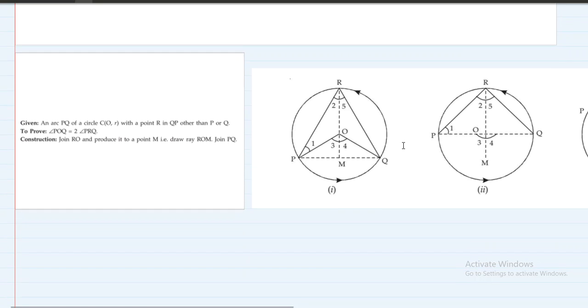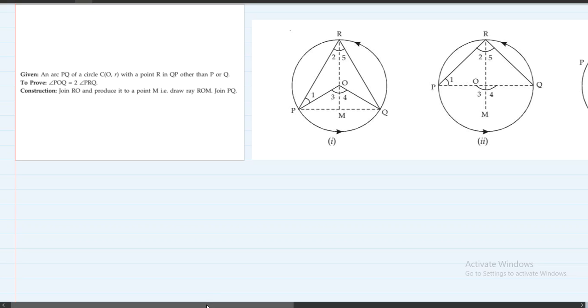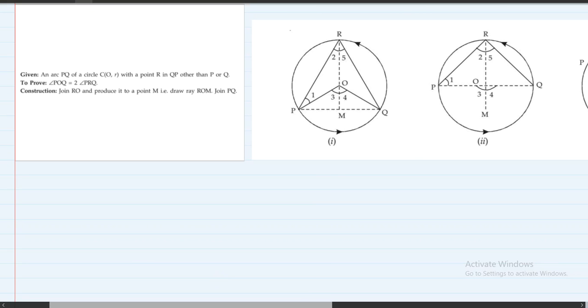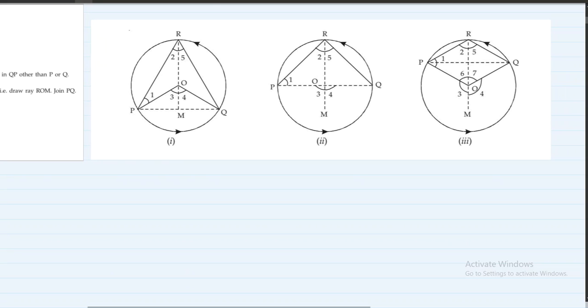Now what does this theorem mean? Let's check its meaning. Here we have an arc PQ of a circle with center O, with a point R on the remaining part of the circle other than P or Q. Let me show you with my diagram. I have three figures over here. In the first figure, do you see arc PQ? I will highlight it. This is the arc PQ I am talking about in the first figure.